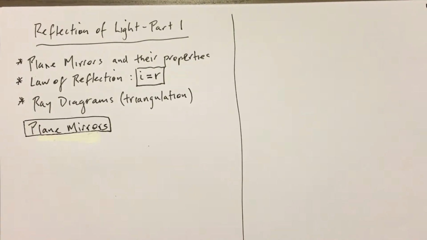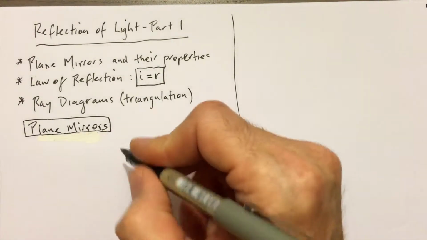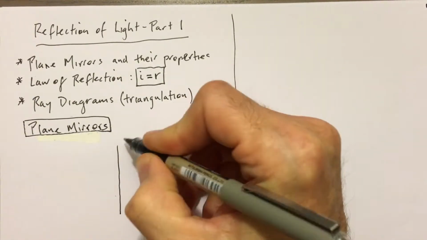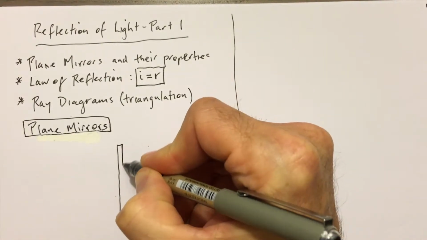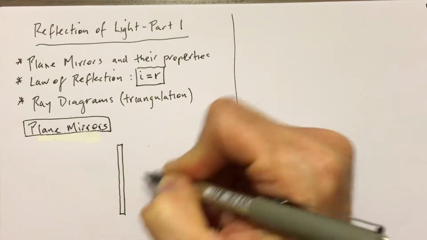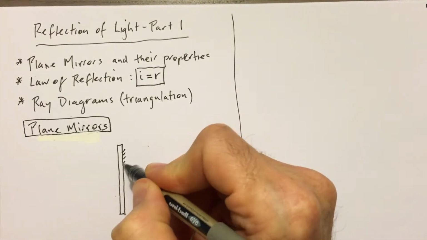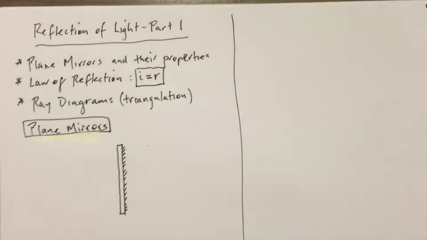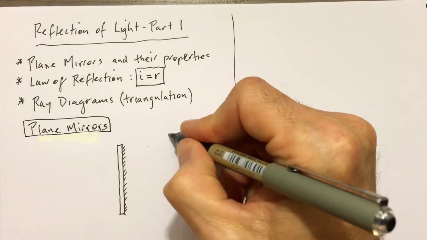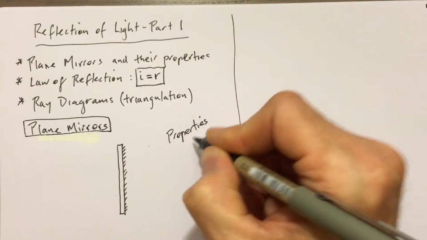So what is a plane mirror? Well, let's draw one. Okay, so here we go. Plane meaning straight, linear. Okay, so here's my plane mirror, and I'll give it a bit of depth, a bit of dimension. So we'll say this side of the mirror is the non-reflective side. Okay, so what are the properties of plane mirrors? Let's try and list a few.